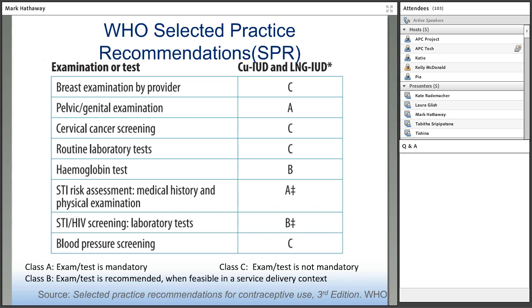Class A refers to when an exam is mandatory, and so a pelvic exam, a general exam is mandatory, as well as an STI risk assessment, and that could be in medical history and a physical exam, looking at the cervix to try to discern whether there's an infection present. Ideally, you'd have access to STI screening tests or even a hemoglobin test, but again, an STI test is not mandatory for an IUD insertion.